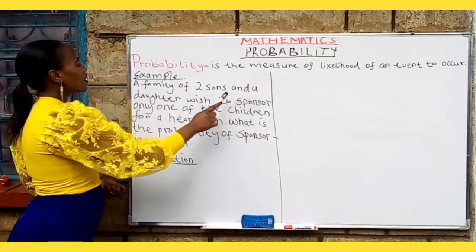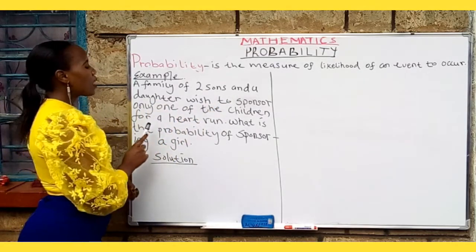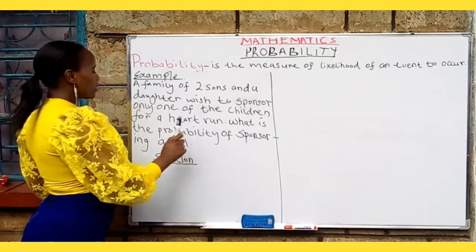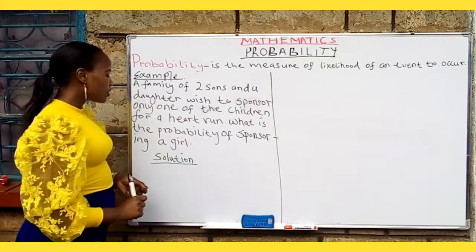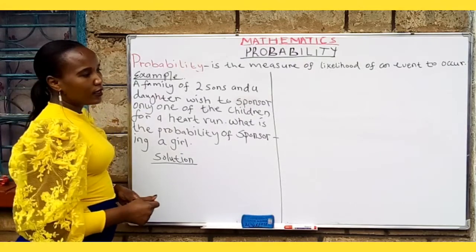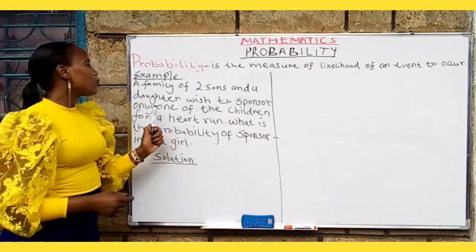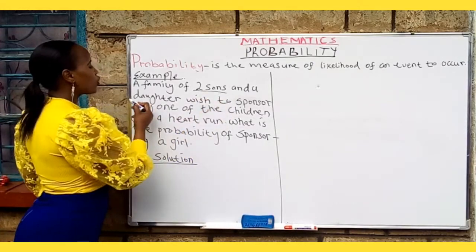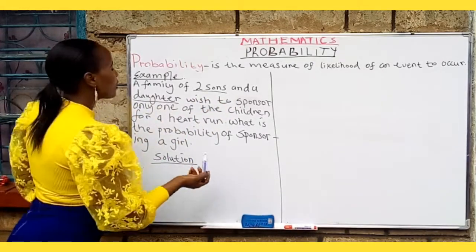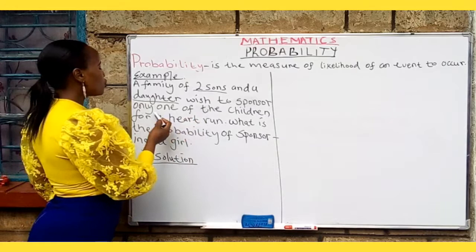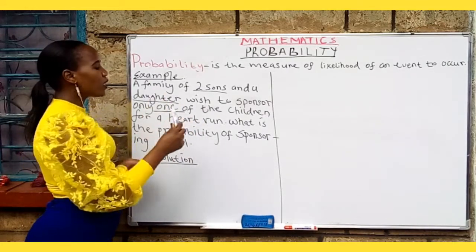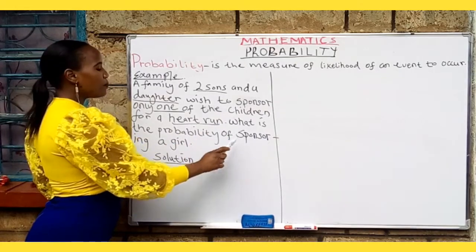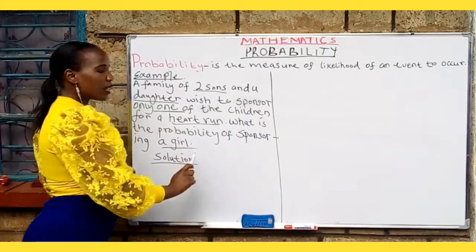Let us look at this other example. A family of 2 sons and a daughter wish to sponsor only one of their children for Heartland. What is the probability of sponsoring a girl? In this question, we are dealing with a family with 2 sons and a daughter, that is one daughter, and they wish to sponsor one of their children, so only one child for Heartland. What is the probability of sponsoring a girl?